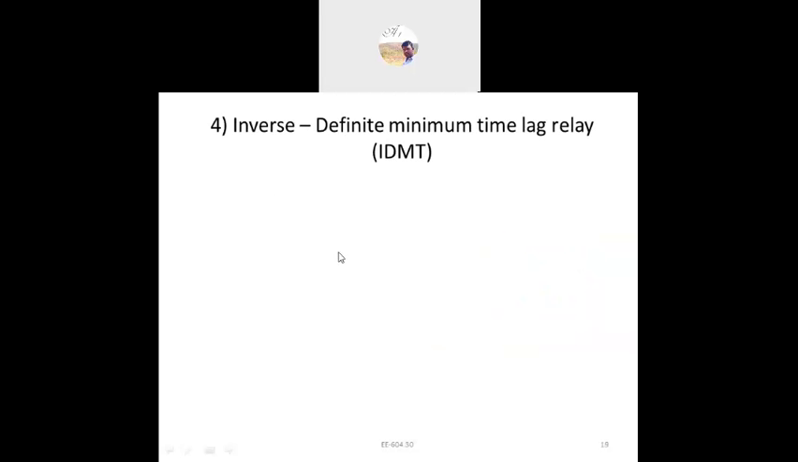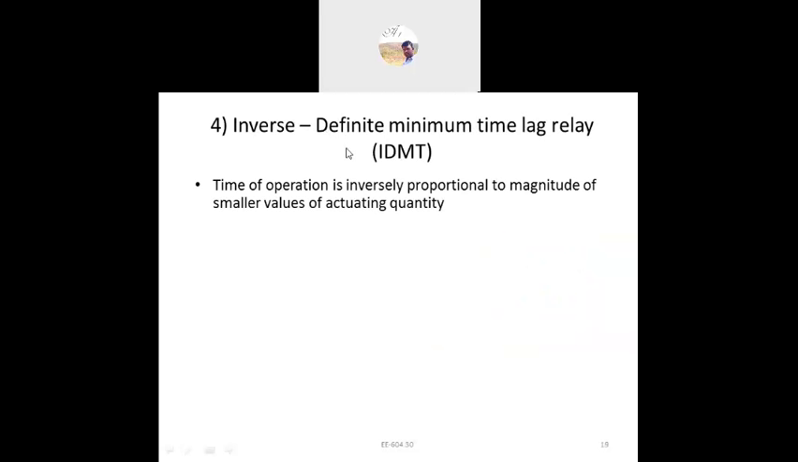Next we have the inverse definite minimum time lag relay. We can say that is IDMT, the inverse definite minimum time lag relay. Here the time of operation is inversely proportional to the magnitude of the smaller values of the accumulating quantity.